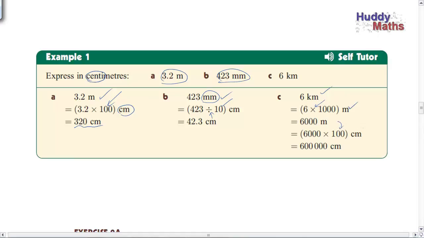Because metres have other smalls within them. 100 centimetres in a metre. So we've got 600,000 centimetres. Do you get the idea? If you're making smaller units, you're going to have more, so you'll times by the factor. And if you're making larger units, you'll have less of the bigs. You've got to find how many of the smalls divide into it. So you'll be dividing. Your turn.